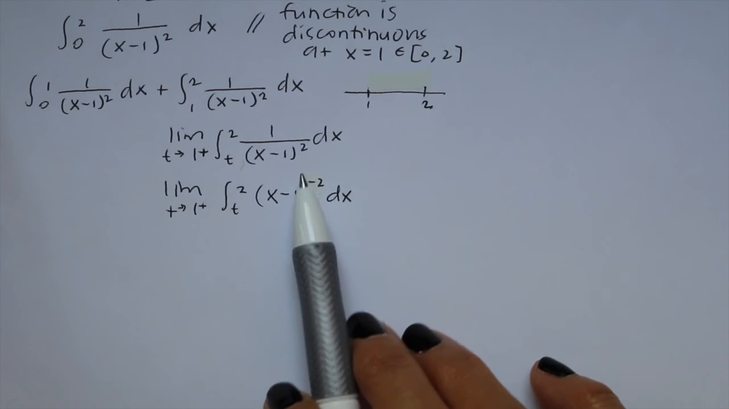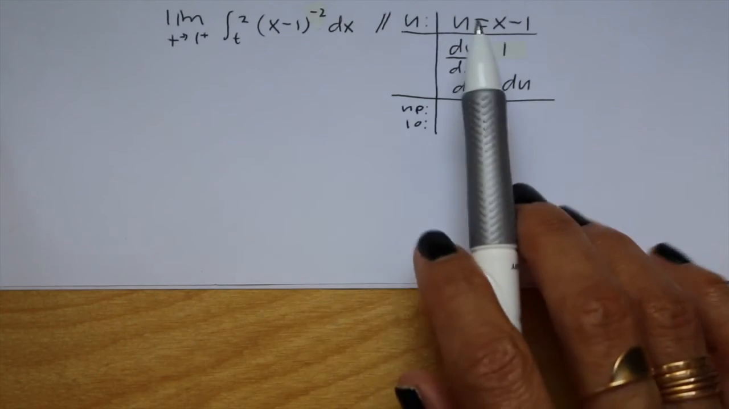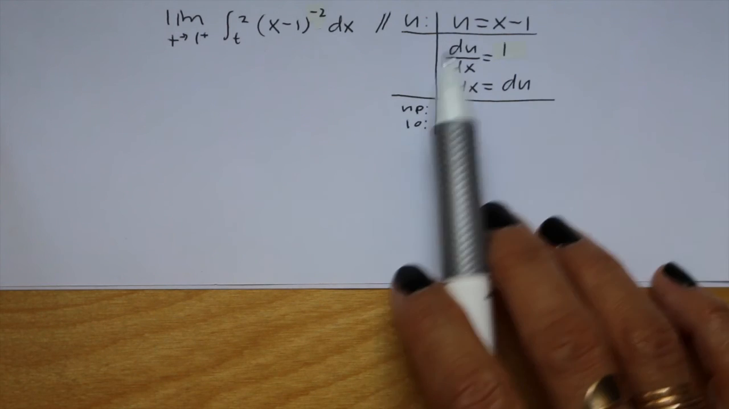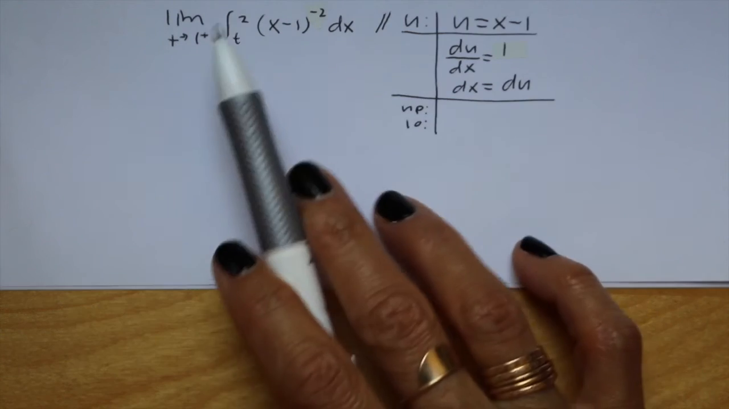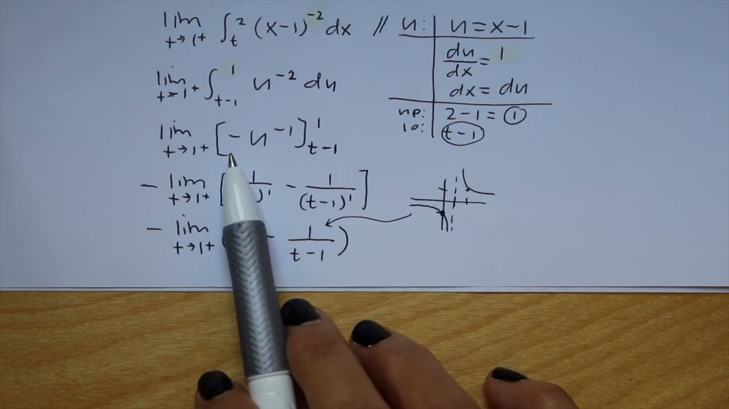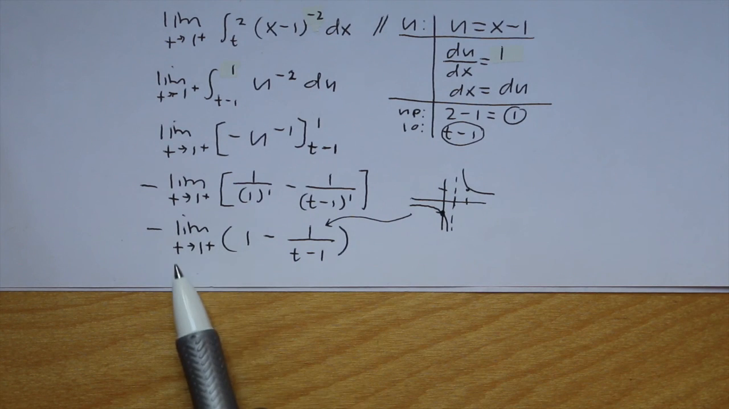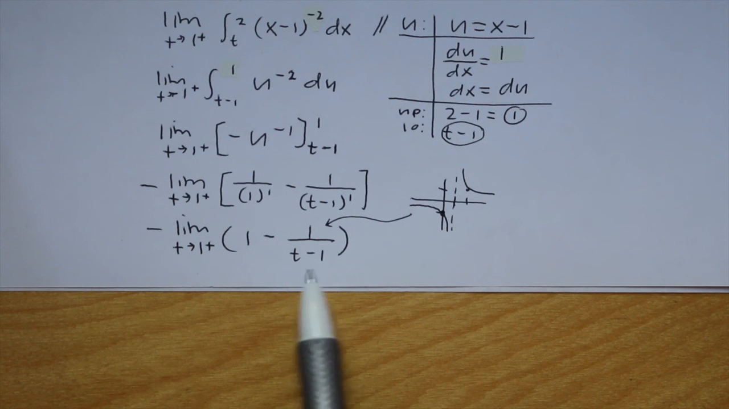So I'm bringing this denominator up and rewriting it with a negative exponent. I'm going to let u equal the inside function, so you get u equals x minus 1. Take the derivative and you get dx is equal to du. Finally, I'm going to convert my upper and lower limits. Okay, and we're ready to integrate. So I brought the negative to the front. You have the limit as t approaches 1 from the right of 1 minus 1 over t minus 1.